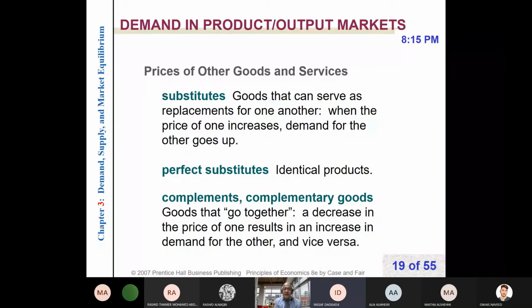So the price of sugar increases, demand for tea will decrease. So they move in opposite direction. For substitutes, they move in the same direction, but for complements, they move in opposite direction. So again, if the price of sugar decreases, demand for tea will increase. So see here, there is opposite relationship.